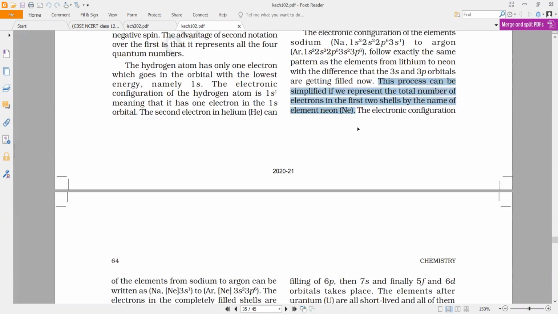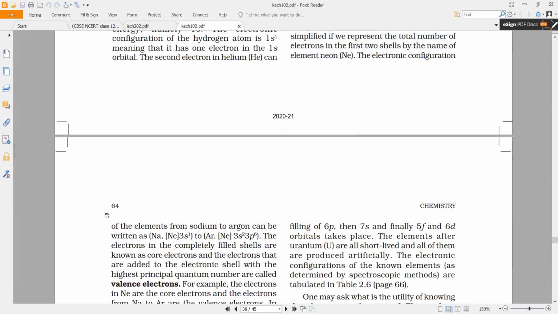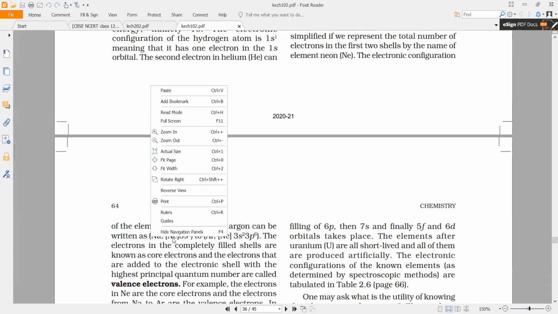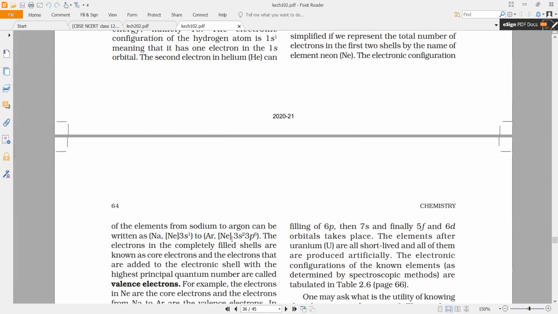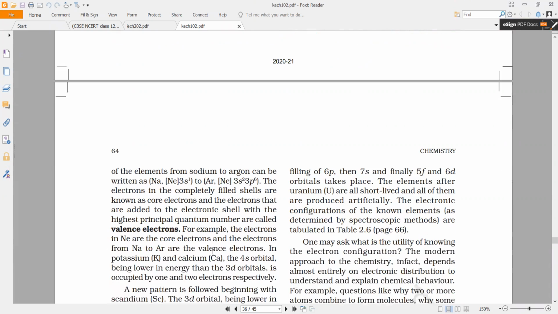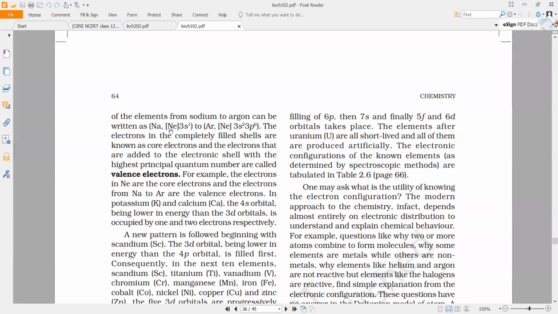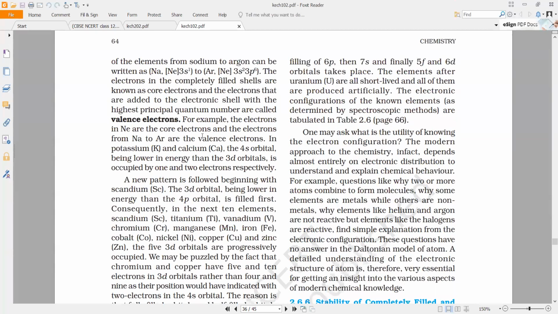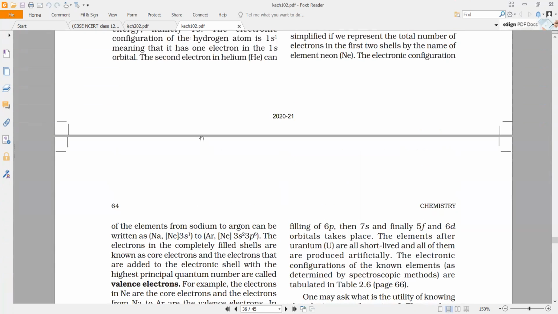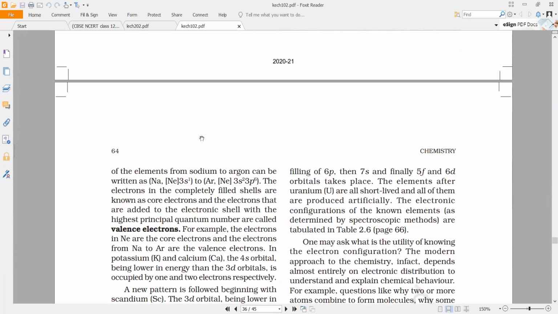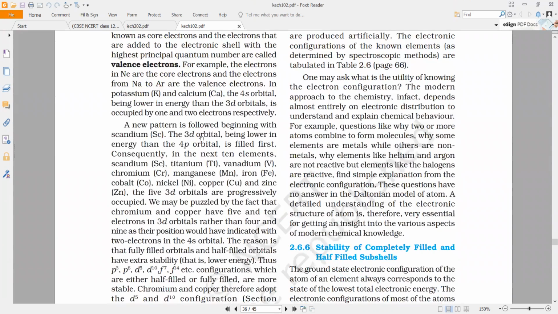Yes, sir. Okay, then you can see the electronic configuration of elements from sodium to argon can be written as, what have they written for sodium, neon 3s1, argon is neon 3s2 3p6. The electrons in completely filled shells are known as core electrons and the other electrons are valence electrons. So you can see that NCERT is telling you that you can write it like this, right? Yes or no? Yes, sir. Okay, you go and see, page number 64, okay. Okay, sir.